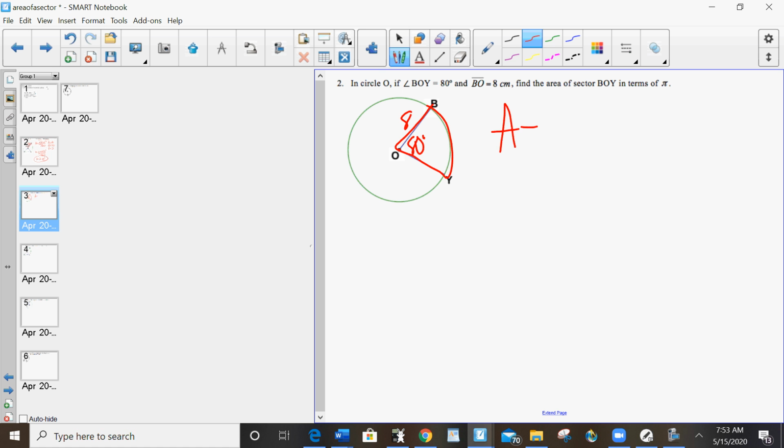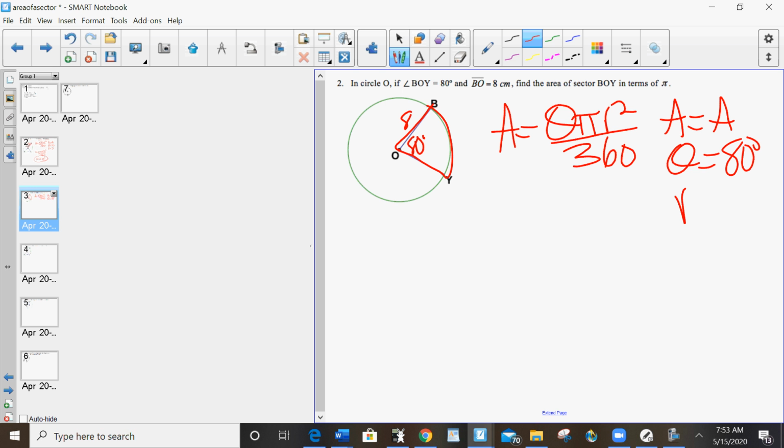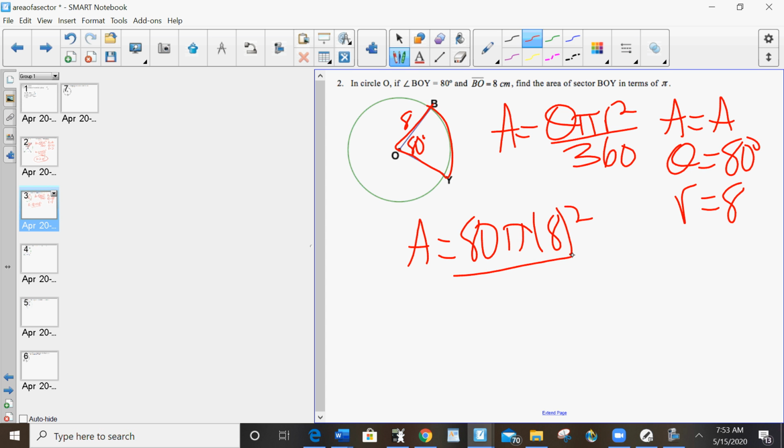So theta pi r squared over 360. A is what we're trying to find. Theta is the central angle, which is 80. R is the radius, which is 8. So 80 pi 8 squared over 360. It wants the answer in terms of pi.